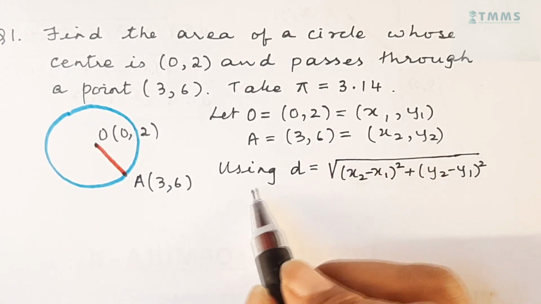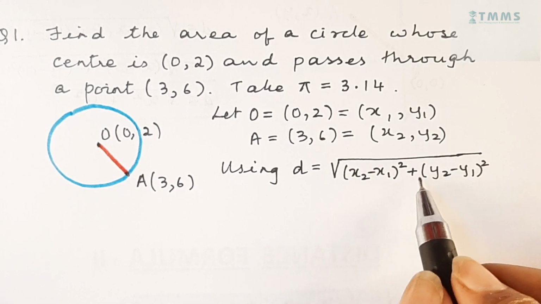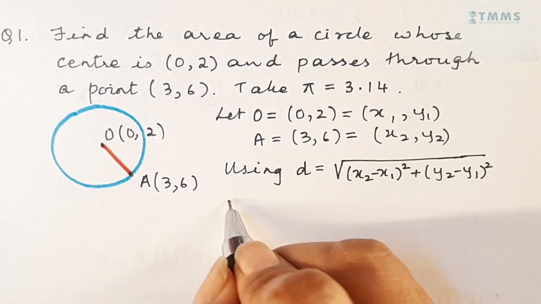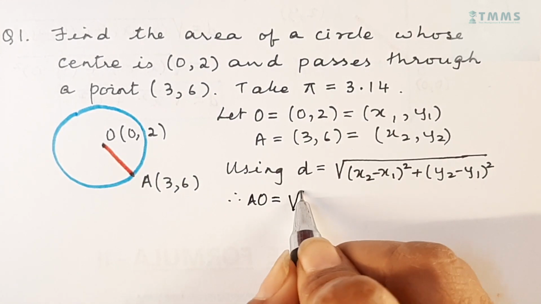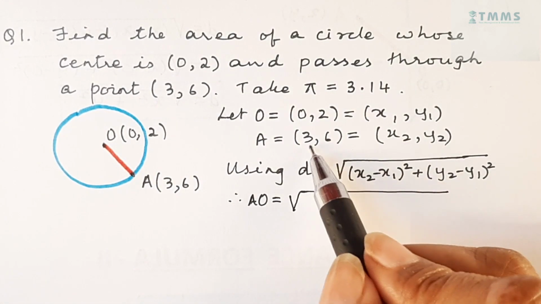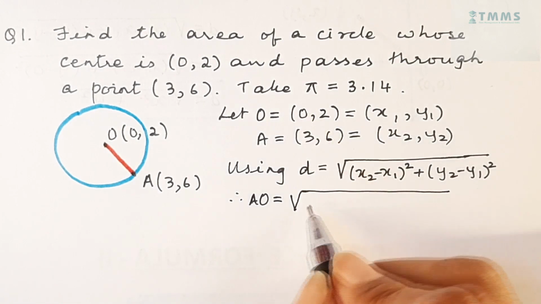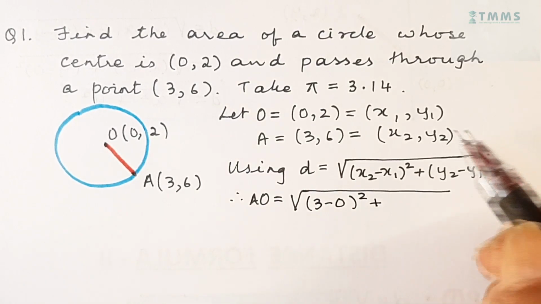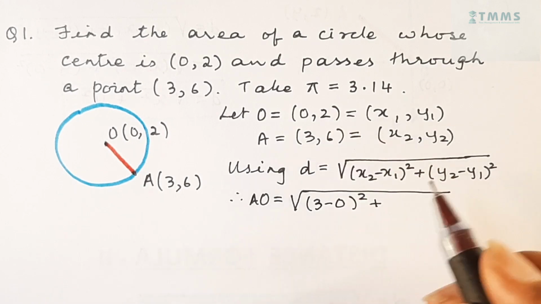Can you see this? And now using the distance formula, which is under root (x2 minus x1) whole square plus (y2 minus y1) whole square, we will have AO equal to under root. Now we are doing x2 minus x1. So this is x2, this is x1. So we will write 3 minus 0, plus we do y2 minus y1, which means 6 minus 2.